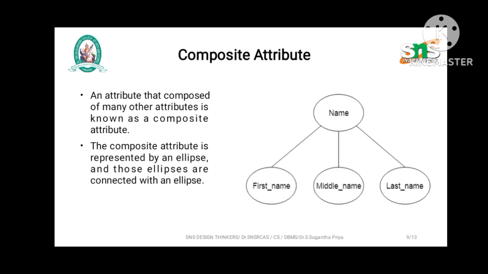Composite attribute. An attribute that is composed of many other attributes is known as a composite attribute. The composite attribute is represented by an ellipse and those are connected with an ellipse. For example, name has composite attributes like first name, middle name and last name.